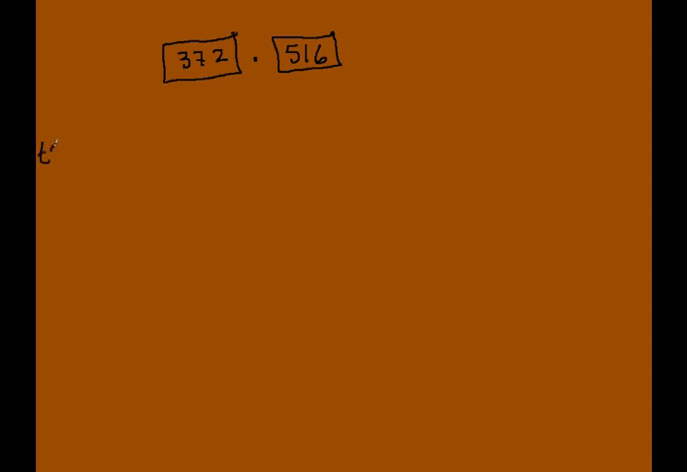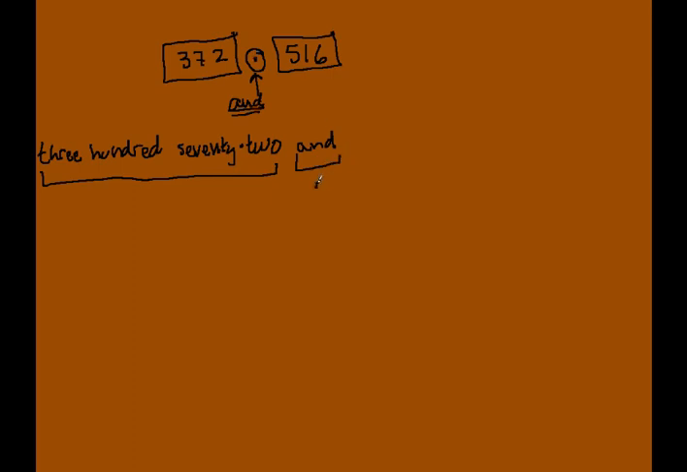You would write 372. Now, the decimal point, when you're reading it in words, stands for the word "and." So that means after 372, we're going to put the word "and," just because we have the decimal point here. Then 516. So we have to write 516.